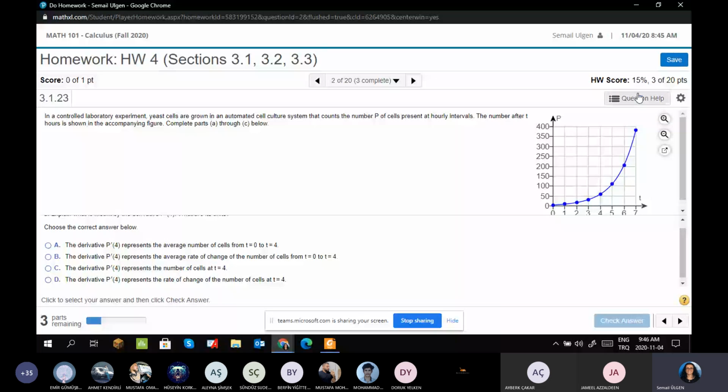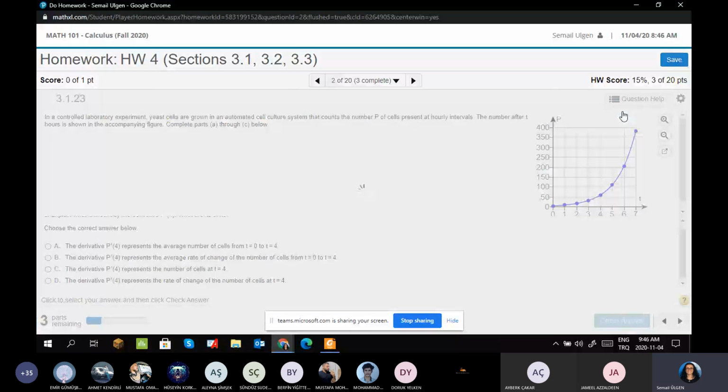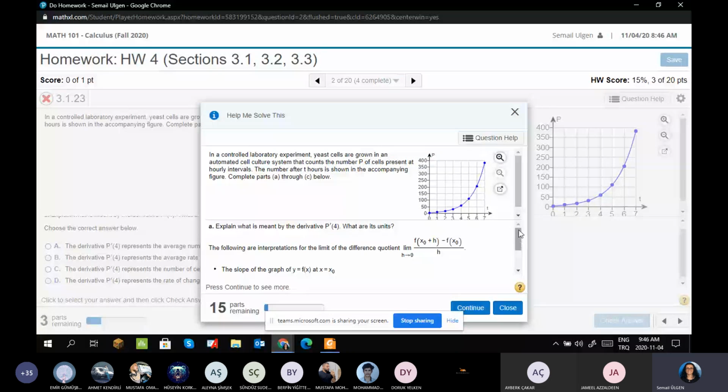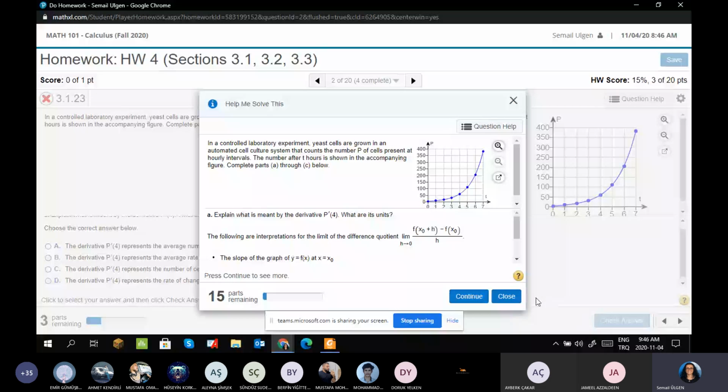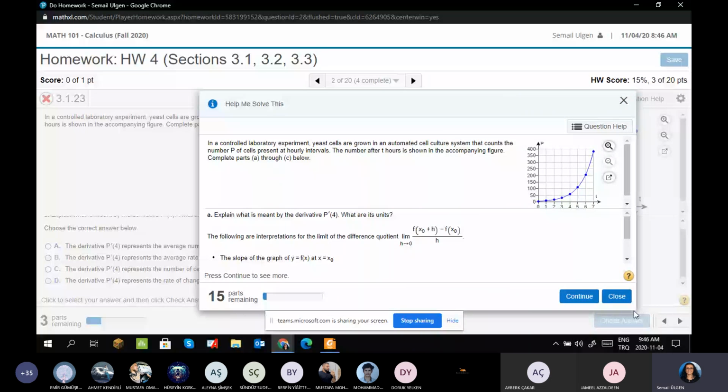I want you to help me solve this. The reason is it has some steps that I don't have to rewrite, because writing is kind of time consuming. So I'm going to show you the steps and talk about that together.